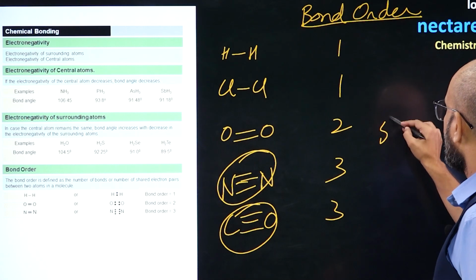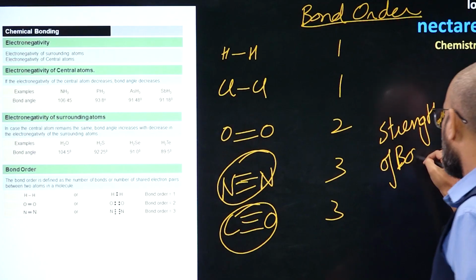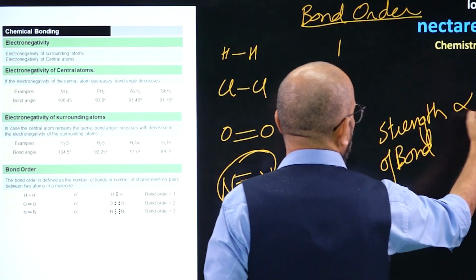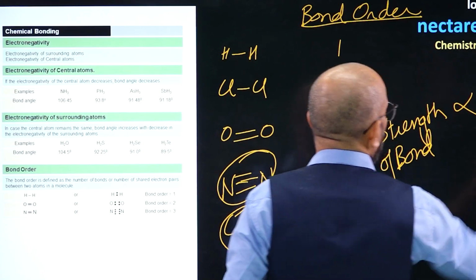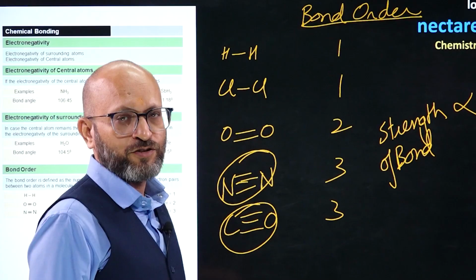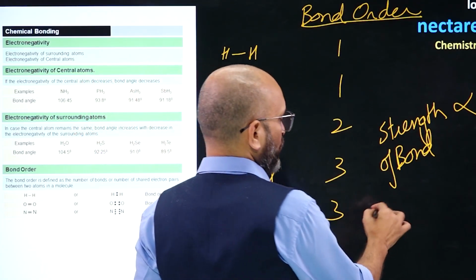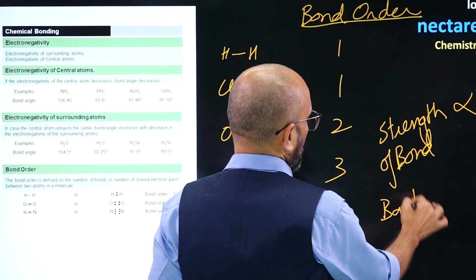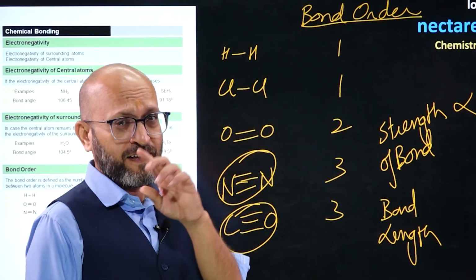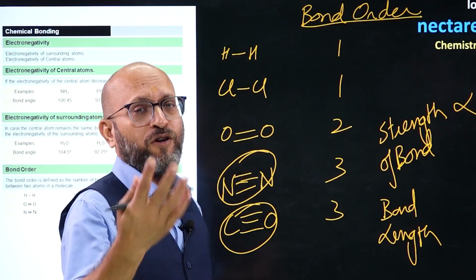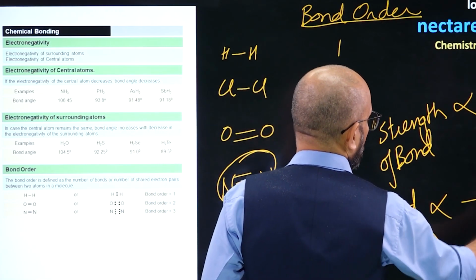So, you can write it here, strength of bond is directly proportional to bond order. More is bond order, stronger will be bond. So, a triple bond is a stronger bond than double, double is stronger than single. Same way, if you want to calculate bond length, what relation can you have between bond length and bond order? I think you will agree that as number of bonds increases, bond length decreases. So, bond length and bond order have inverse relation.